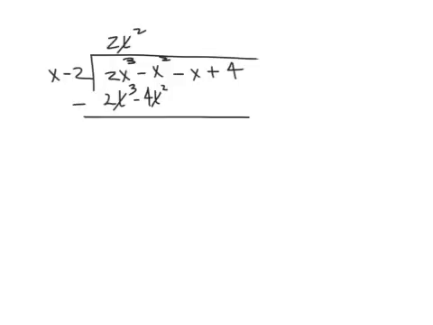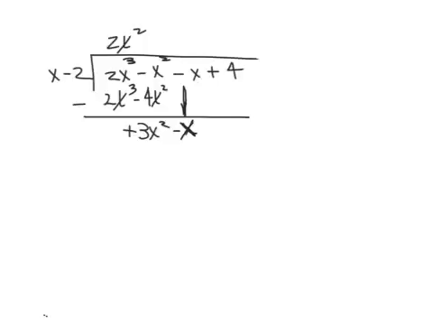Alright, these will always give us a 0. So negative x squared minus negative 4x squared is negative x squared plus 4x squared. So negative 1x squared plus 4 would be a plus 3x squared. Now we're going to bring this down. Okay, so I brought that down.